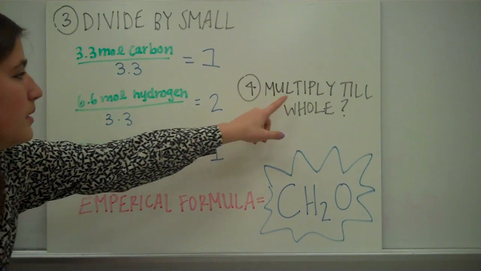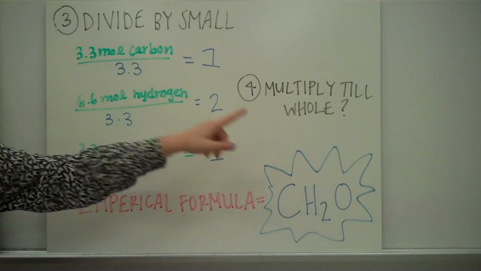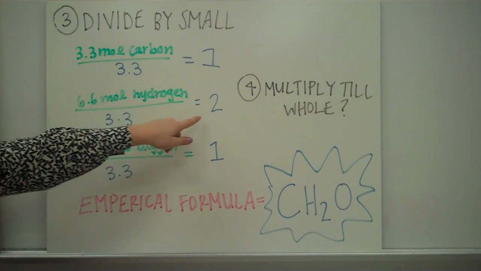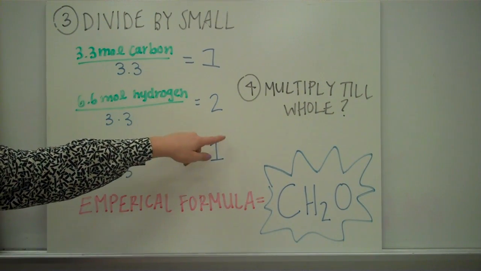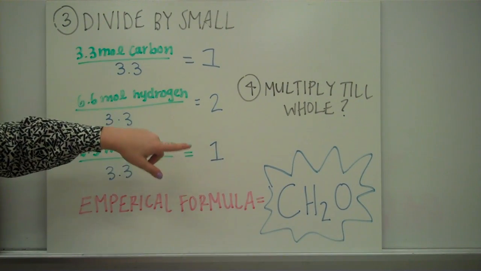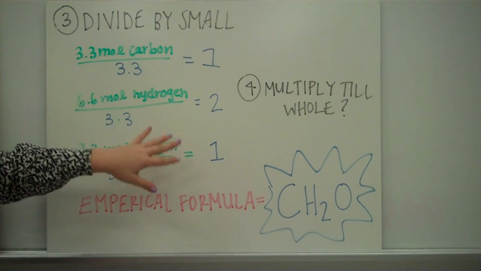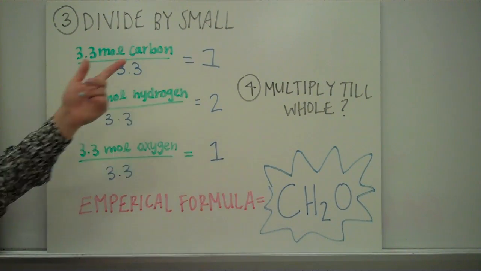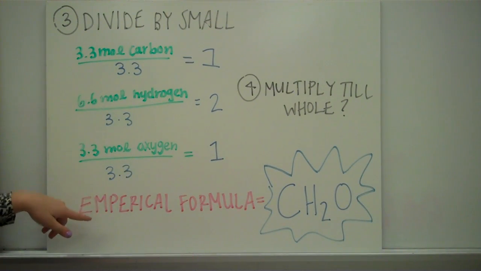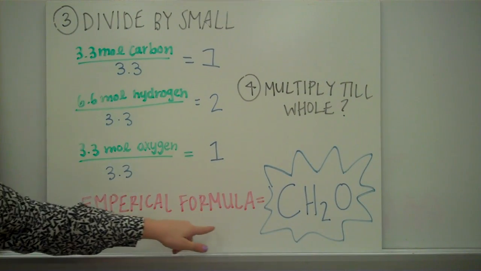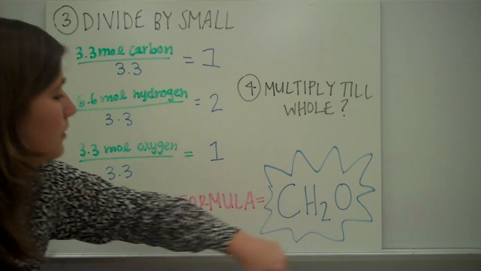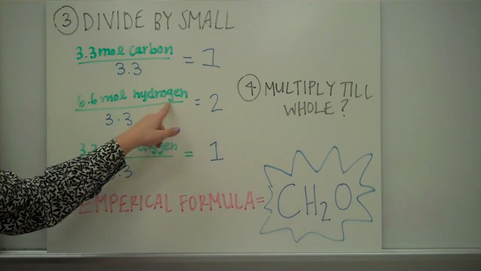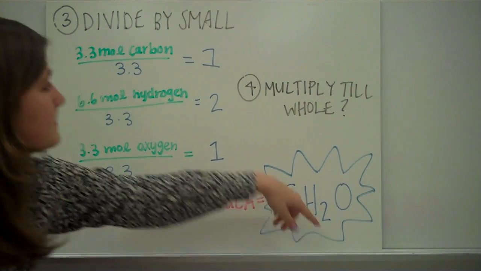The final step is multiply till whole. This step you don't actually have to do in this example, but per se, if you ended up with a number here that was not whole, like 1.5, to find empirical formula, you would have to multiply all numbers until you were left with whole number coefficients. So in this example, the empirical formula would be CH2O. And you can see where we get those numbers: 1 carbon, 2 hydrogens, and 1 oxygen.